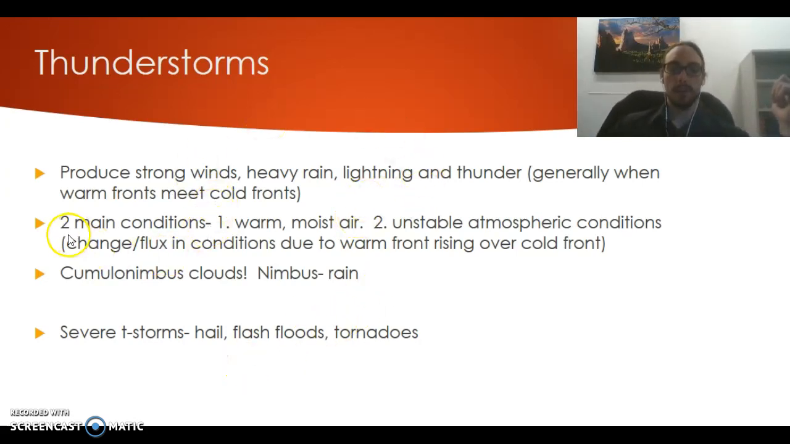We have cumulonimbus clouds for these storms. A lot of the time, storm clouds are going to be cumulonimbus clouds. Nimbus means rain. With severe thunderstorms, we're going to see hail, flash floods, tornadoes, and a lot of lightning.